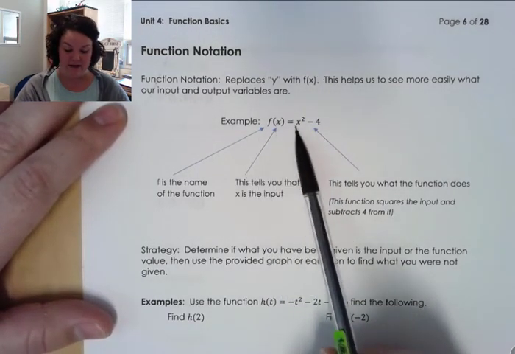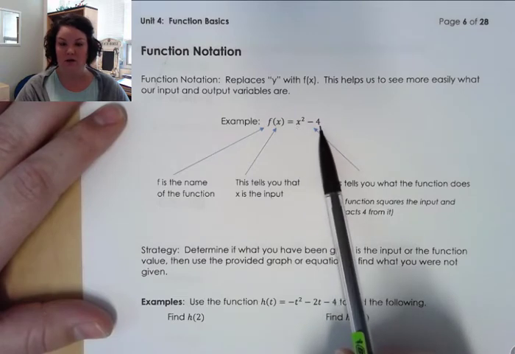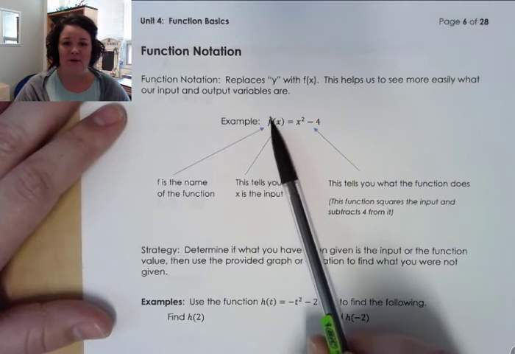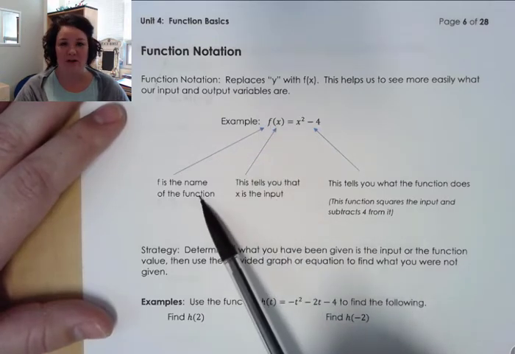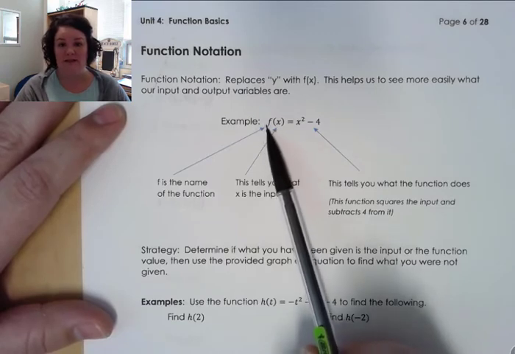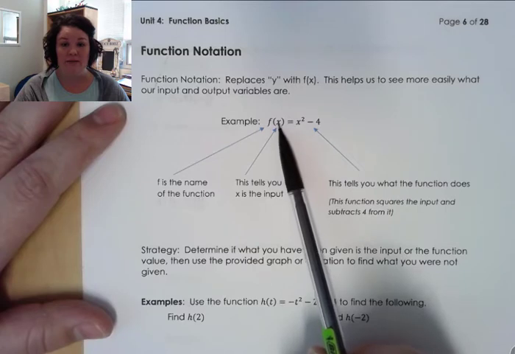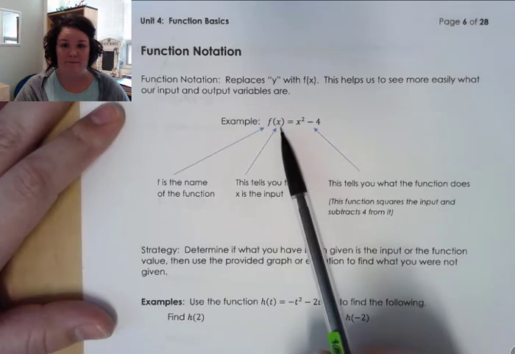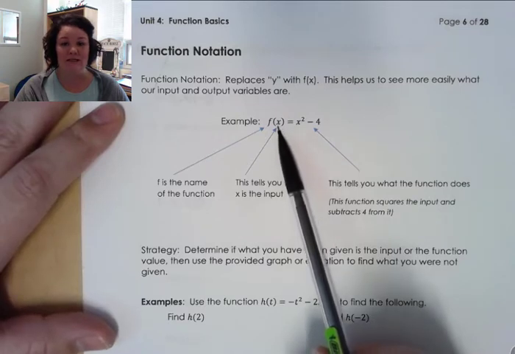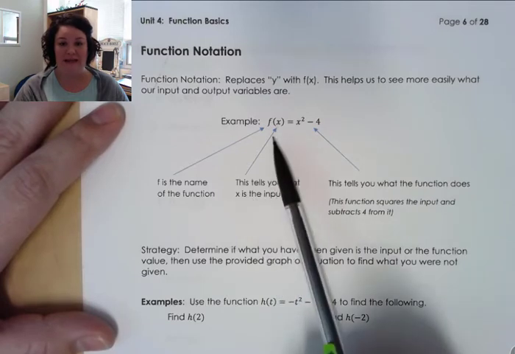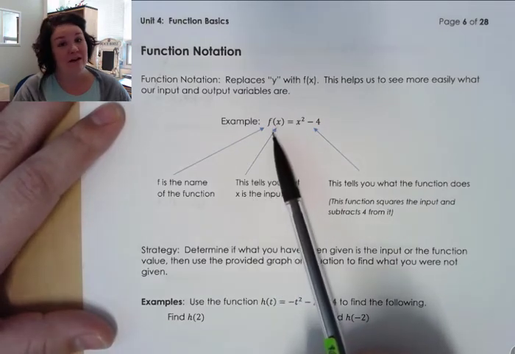If we have f of x equals x squared minus 4, this f could be an f, a g, a k, basically whatever letter. That's just the name of the function. This does not mean f times x. This means this is the function f that when you plug in some little input x, this is what it does to it. So whatever's inside your parentheses, that is your input. Whatever your x is, that's what's going into the f function.